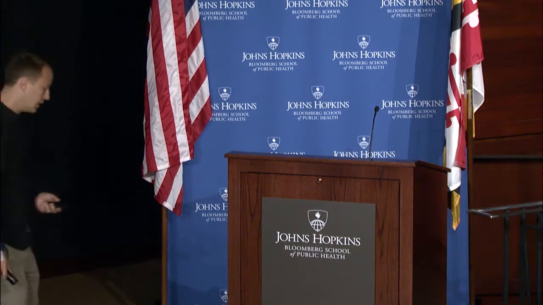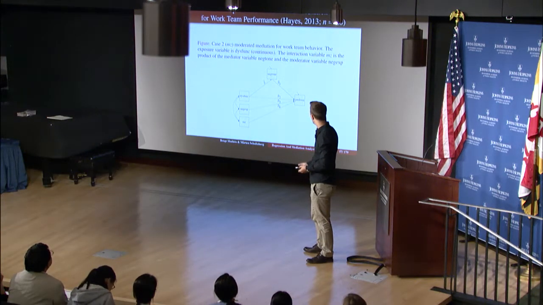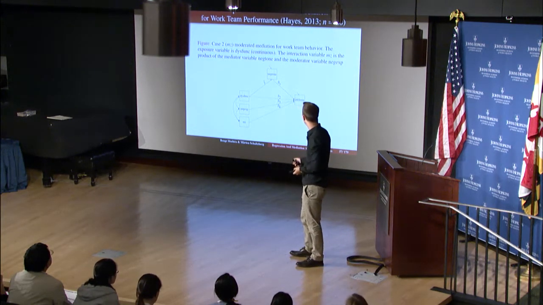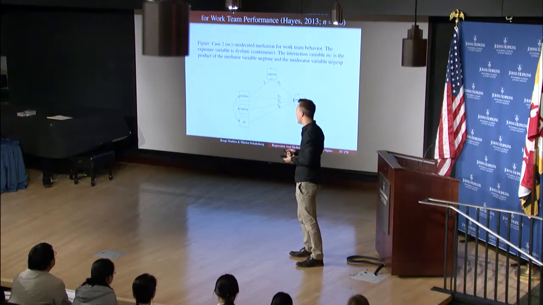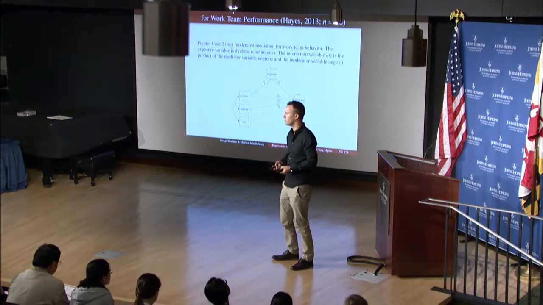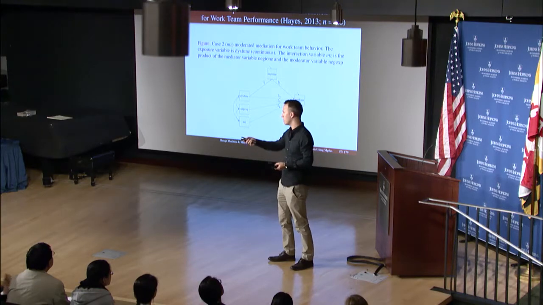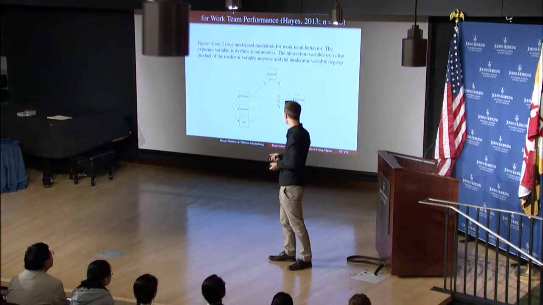All right, so now we're going to look at some classic mediation examples. The first one is on work team performance. So we have the model here. This is a case two, according to the book. What we have here is dysfunctional behavior, and this is how often a worker engages in weakening of others' work somehow. So that would be if Bengt undermines what I say when he talks, something like that.